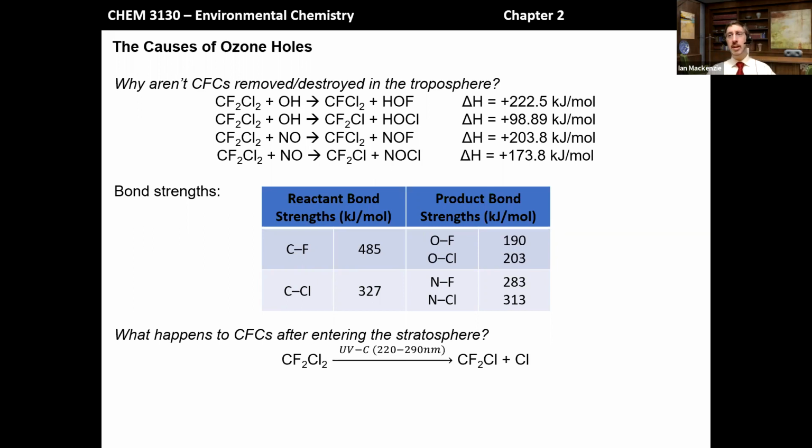And that will result in the cleavage of a CCl bond. So that's the weaker of the two bonds there, the CF versus CCl. It will result exclusively in the cleavage of the CCl bond, but that liberates now a free chlorine atom into the stratosphere. That free chlorine atom then goes on to react with ozone to undergo all of our normal ozone destroying sequence of reactions.